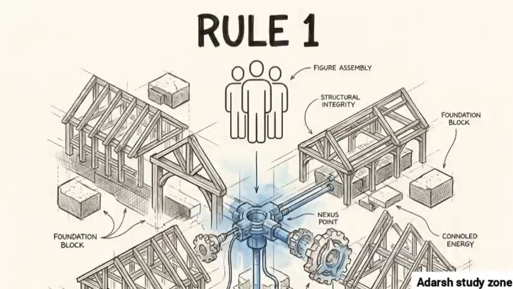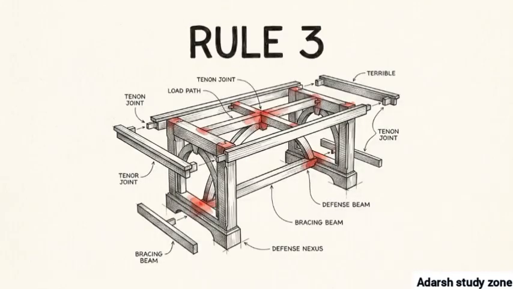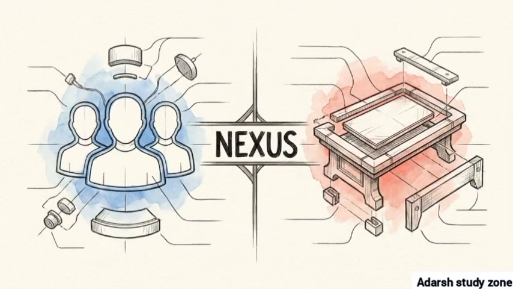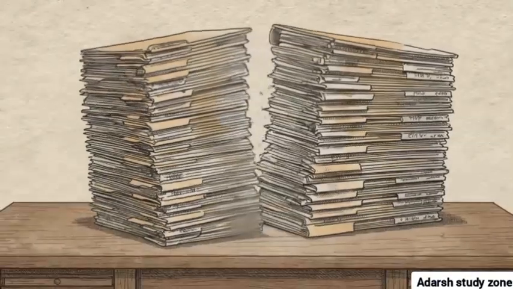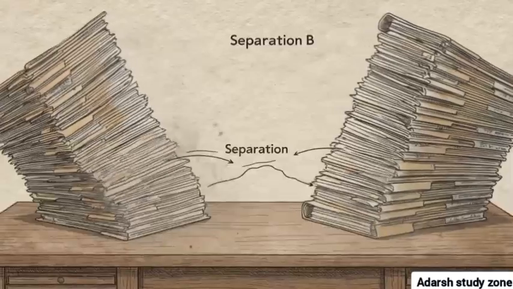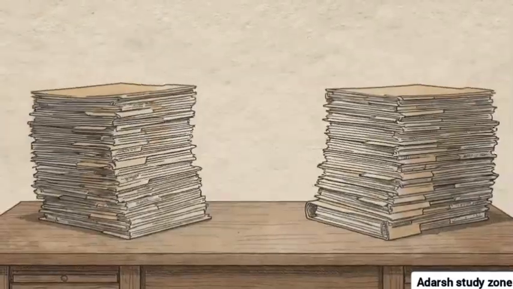Rule 1 structures the plaintiffs. Rule 3 structures the defendants. Both demand the identical nexus test. Without these two connecting factors, cases must be forcibly separated. This prevents the entire judicial system from descending into chaotic, overlapping trials.